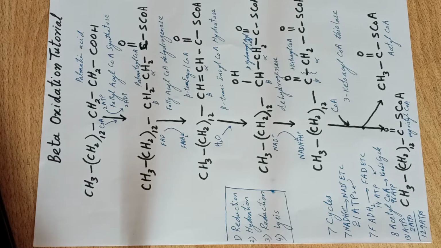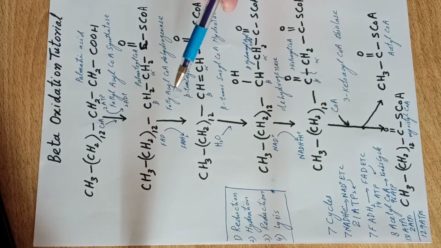What is beta oxidation of fatty acid? In every reaction of beta oxidation, one molecule of acetyl CoA is removed from the beta carbon. What happens? First of all, palmitic acid is changed into palmitoyl CoA with the help of fatty acyl CoA synthetase. This reaction utilizes 2 ATPs.